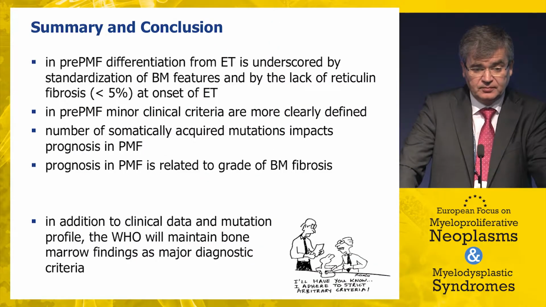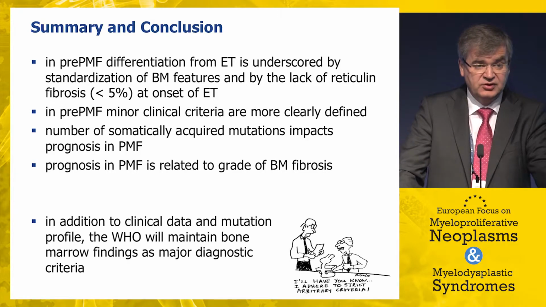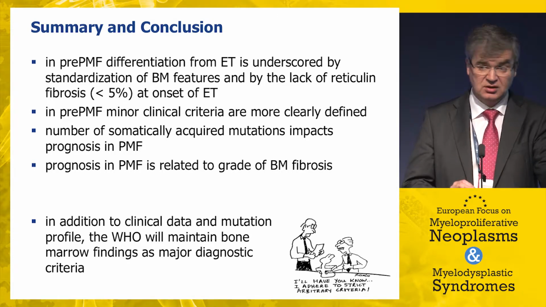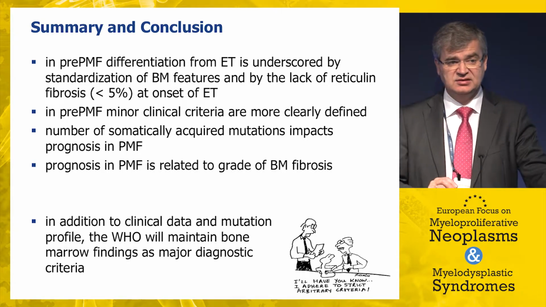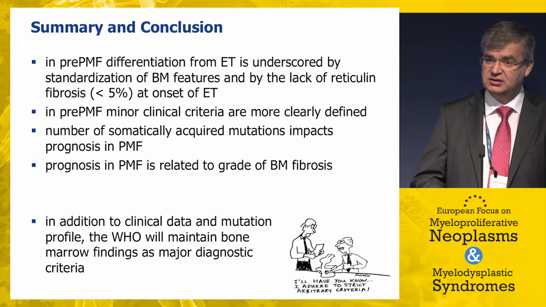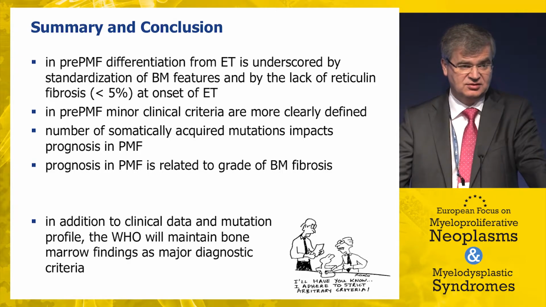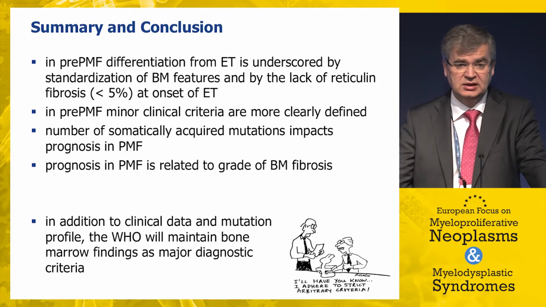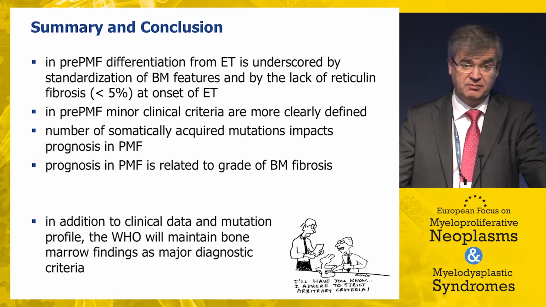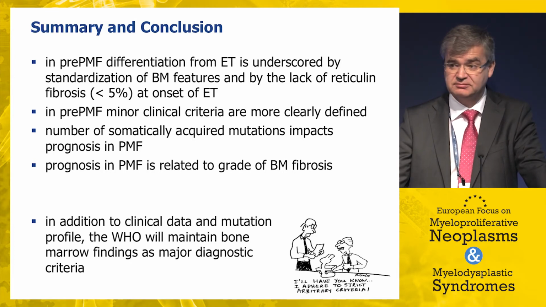Overall, these points have all now been included in the updated WHO. So in pre-PMF, differentiation from ET is underscored by the standardization of the bone marrow features. This is for the pathologist, and also in ET, it has been emphasized that an increase in reticulin is not compatible with the diagnosis. So in other words, if you see reticulin, you should think twice about making the diagnosis of essential thrombocythemia. In pre-PMF, the minor criteria have been much better defined, and we have learned that the number of acquired somatic mutations is prognostically important. Many thanks.